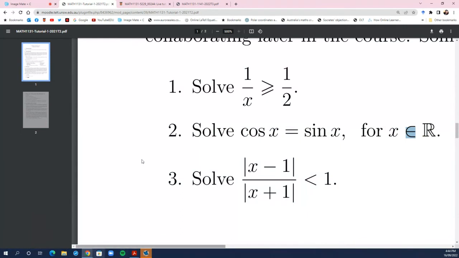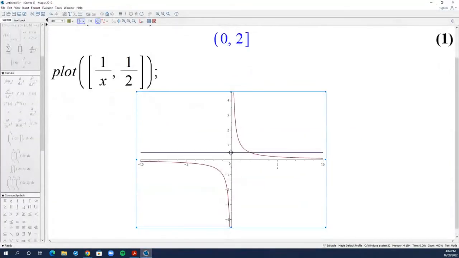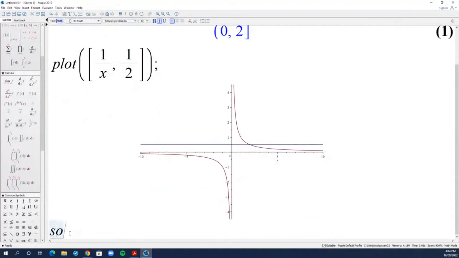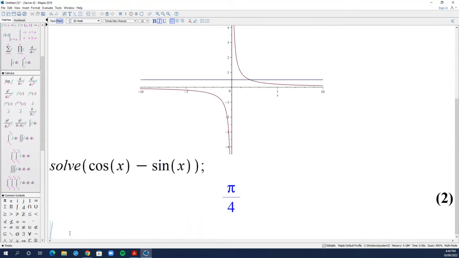I'll go into Maple and do pretty much what I did up here. So I'm going to do solve cosine x minus sine x and see what happens. Pi on 4. That's what it defaults to. Let me just put that in here. I'll put equals so it's even clearer.